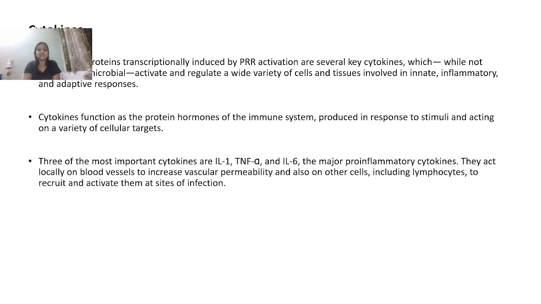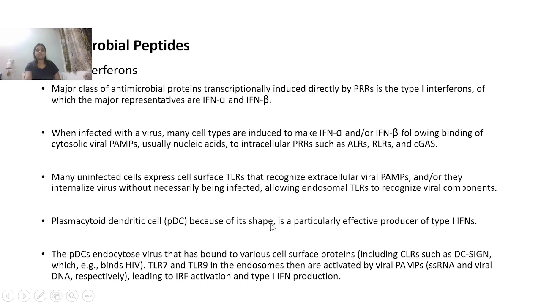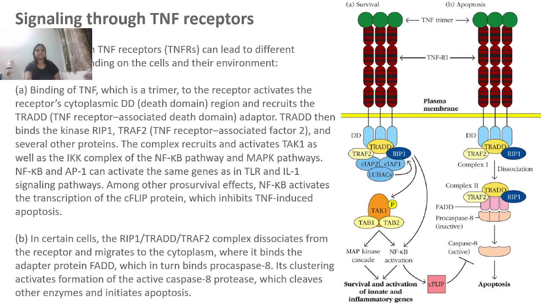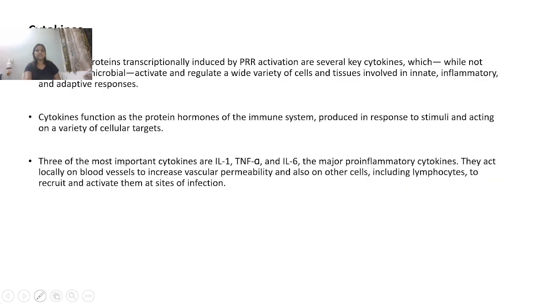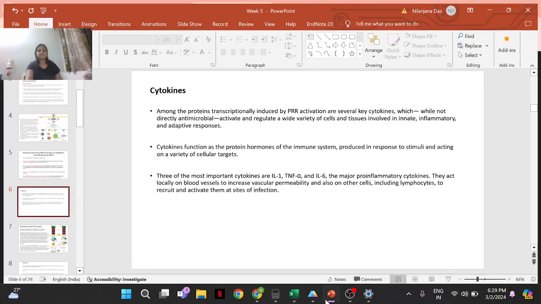So cytokines are very much important, and there are two kinds. One is pro-inflammatory cytokines and another is anti-inflammatory cytokines. As I told in this table, most are pro-inflammatory cytokines, like IL-1, IL-6, TNF alpha, and one is anti-inflammatory, that is IL-10. So this is a signaling through TNF alpha, which is again a pro-inflammatory cytokine.